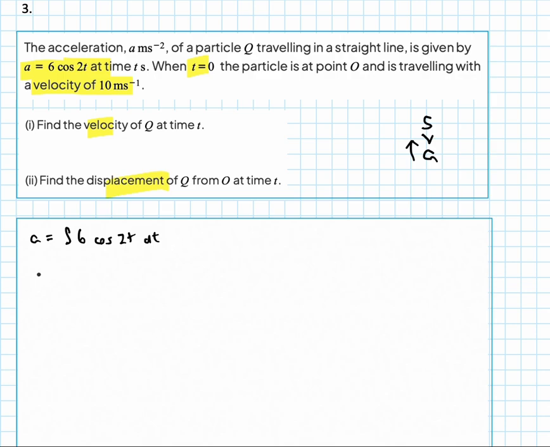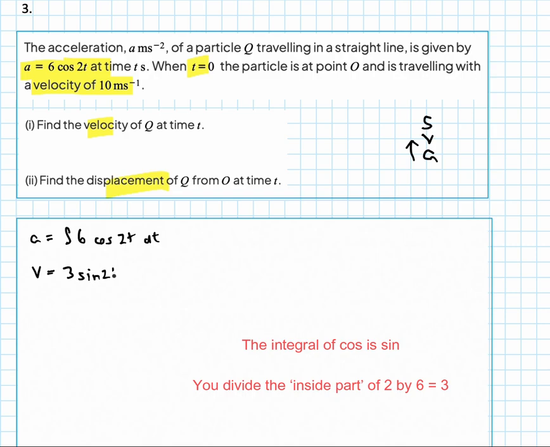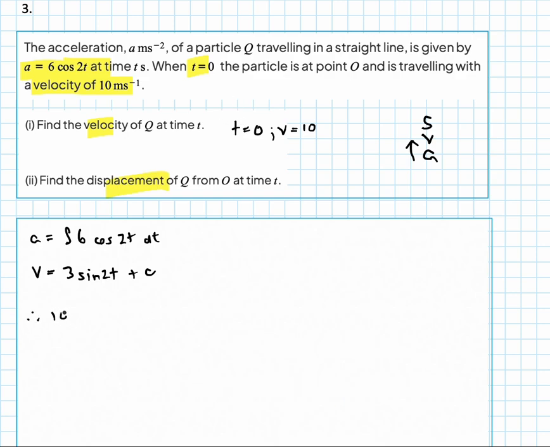So v is equal to 3. So 6 over 2 is 3. 3 sine 2t. Just remember that cosine is equal to sine. Plus c, of course. When t is equal to 0, v is equal to 10 meters per second. So again, you're usually just substituting in these ideas.